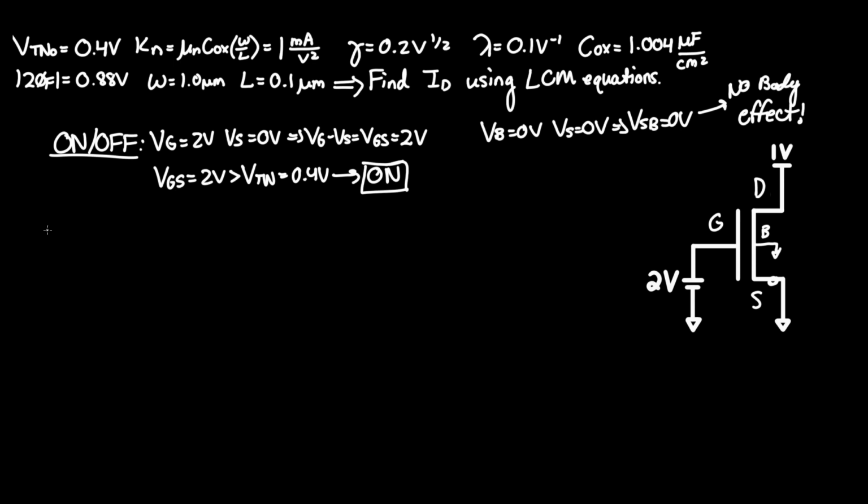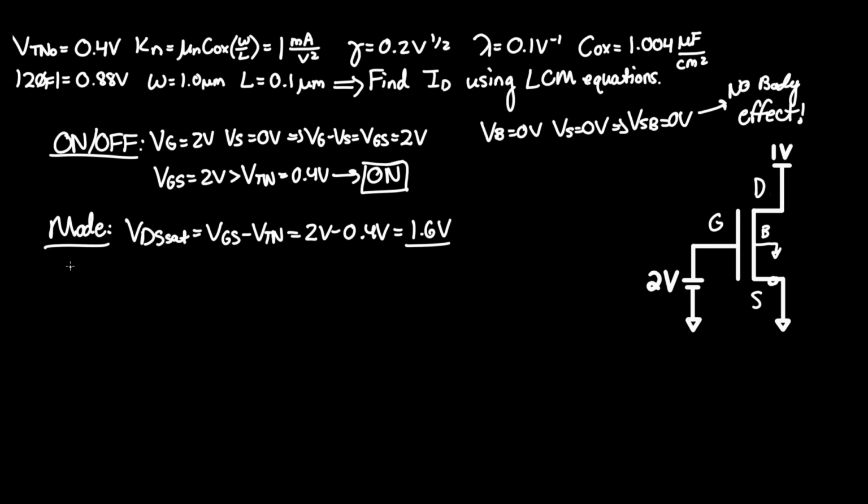This brings us to our next step of the process, where we need to see what mode it is in. It's either in triode mode, some call it linear, or saturation mode. To determine which mode it is, we need to find the parameter VDS sat, or the potential from the drain to the source in saturation, to determine whether or not it's in that state. To find this, given the long channel model equations, we know it is equal to VGS minus VTN, which is again assumed to be VTNO since there's no body effect. This equals 2 volts minus 0.4 volts, which we found before, and that is 1.6 volts.